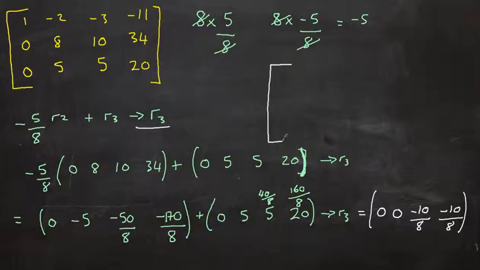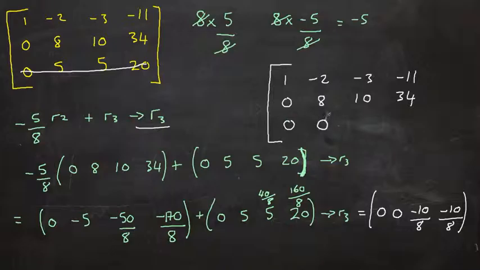So we can rewrite the matrix: 1, minus 2, minus 3, minus 11, 0, 8, 10, 34, and not this row 3 anymore. This is going to be the new row 3, as we said we're going to put the answer in row 3. 0, 0, so we've got the two zeros we needed. Minus 10 over 8, minus 10 over 8. We're really close to solving for x, y and z now.